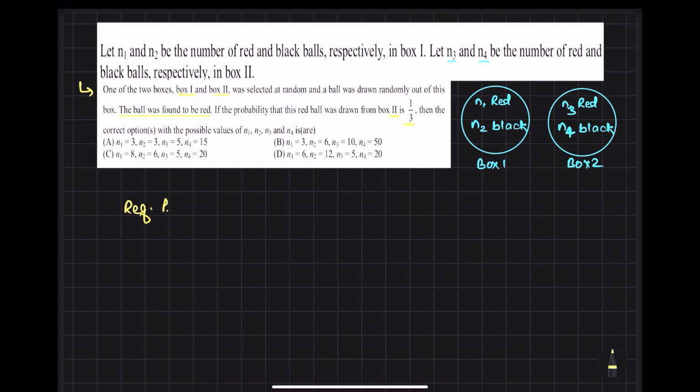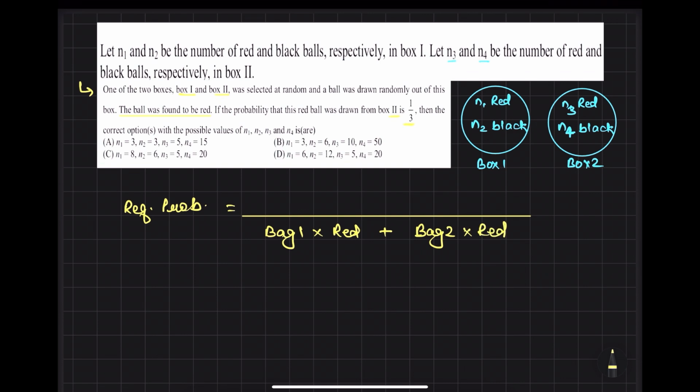So the required probability. What could be the case? The case could be it is bag 1 and then it's red, we have to talk about red now. Or bag 2 and it is red, and we have to find out the probability that the given red ball belongs to bag 2. So it is bag 2 and red.